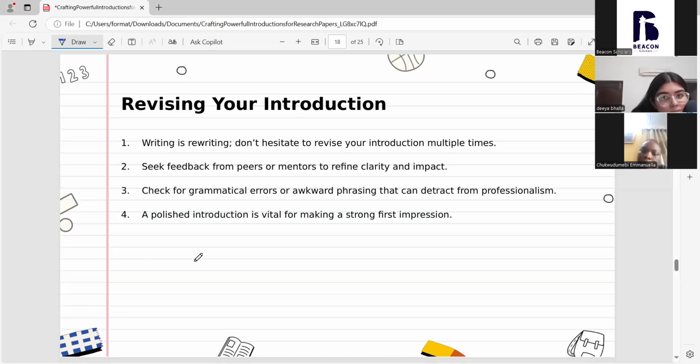As I said, check for grammatical errors or awkward phrasing that can detract from professionalism. A sloppy introduction is fatal for making a strong first impression. This is the first part in your research paper, so it should be crafted well to make a strong impression on your reader.